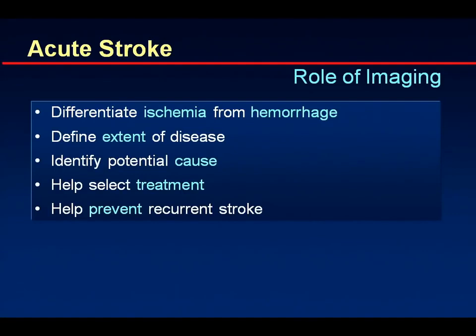The role of imaging is to differentiate, first of all, ischemia from hemorrhage. There are some clinical signs that will make you look more into the direction of hemorrhage, because this gradually evolves and gets worse over time. Ischemia really starts very rapidly and not as gradually as hemorrhage. It also helps you define the extent of the disease, may identify the potential cause, select the treatment, and help prevent recurrent stroke by, for example, looking at carotid stenosis and making it possible to treat this.